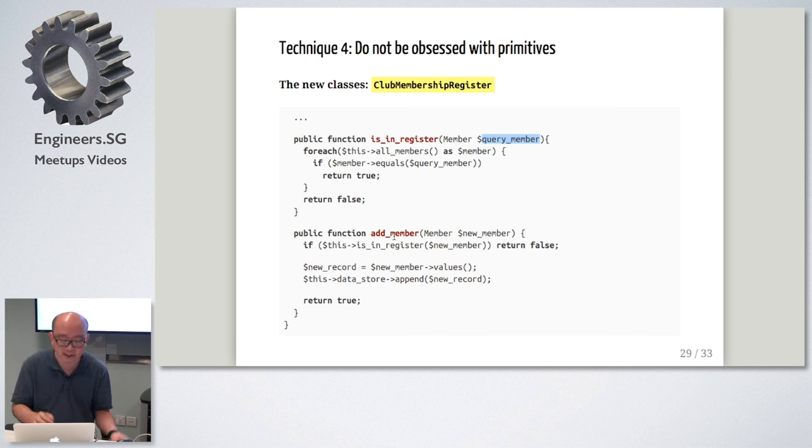And next would be the actual method that gets called to insert a new member to the database, right? So here we are calling get values. Are we using get values? Never mind. Yeah, so new member dot values will actually give me an array of all the items that I expect, and then append it to the database, and then it returns true.